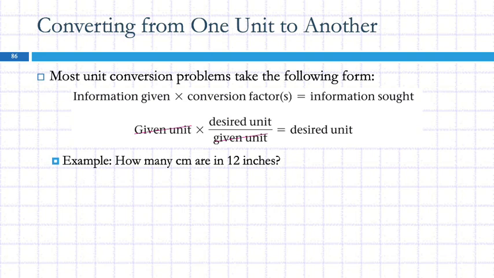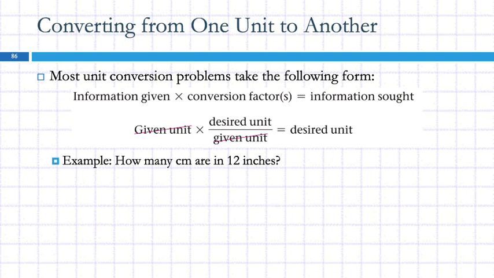So most unit conversion problems, you're going to start with a unit, and then you're going to have to apply some conversion factors, and then you're going to end up with a different unit. So your given unit, you're going to multiply by a conversion factor, and we'll set that up so that the desired unit is on the top and the original unit's on the bottom. Those units are going to cancel out and give us the desired unit. So let's do an example. How many centimeters are in 12 inches?